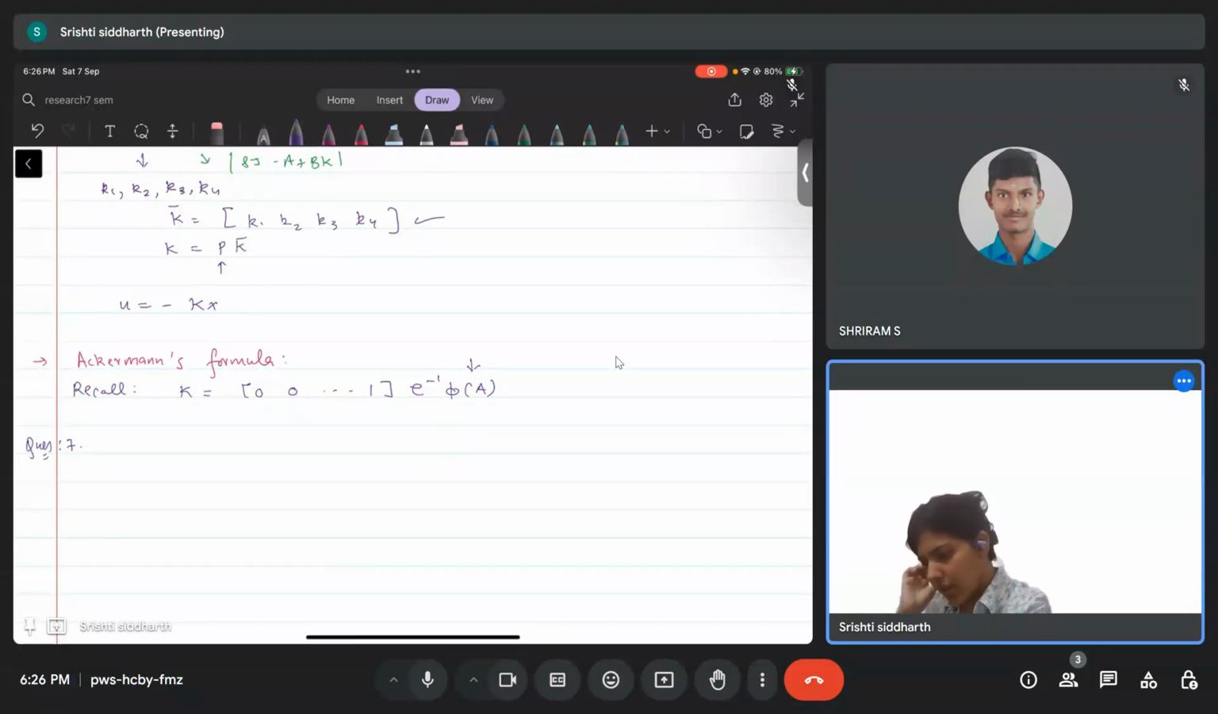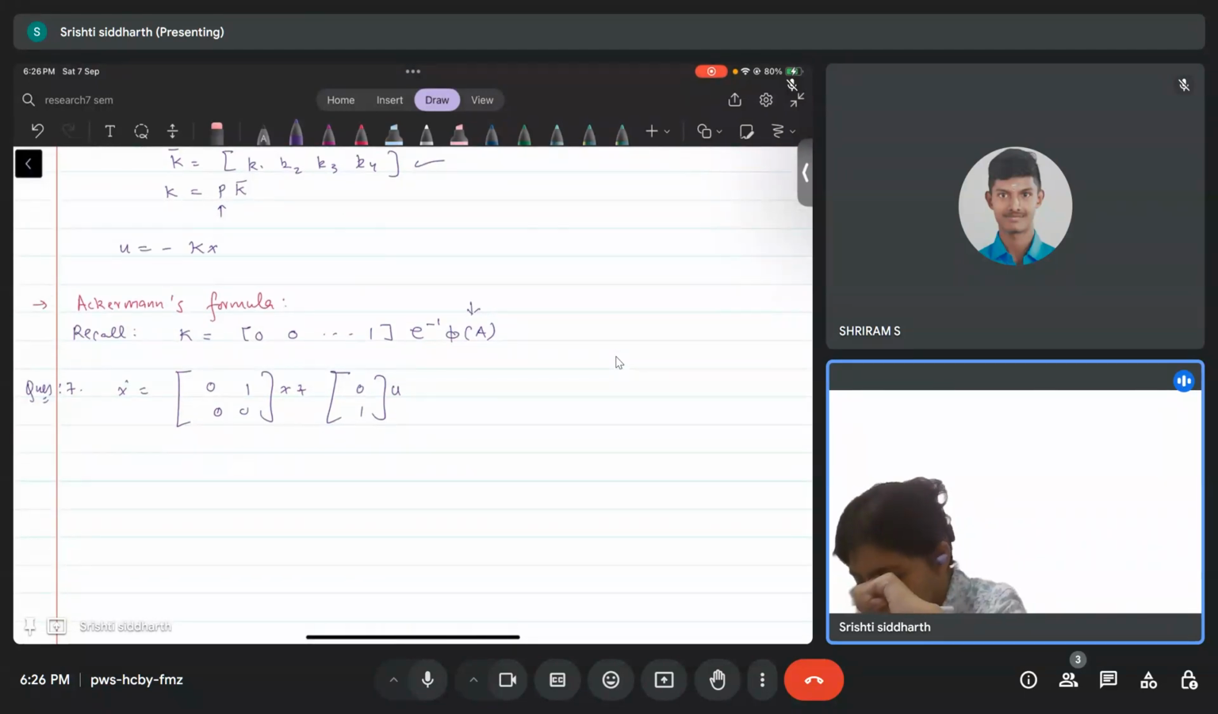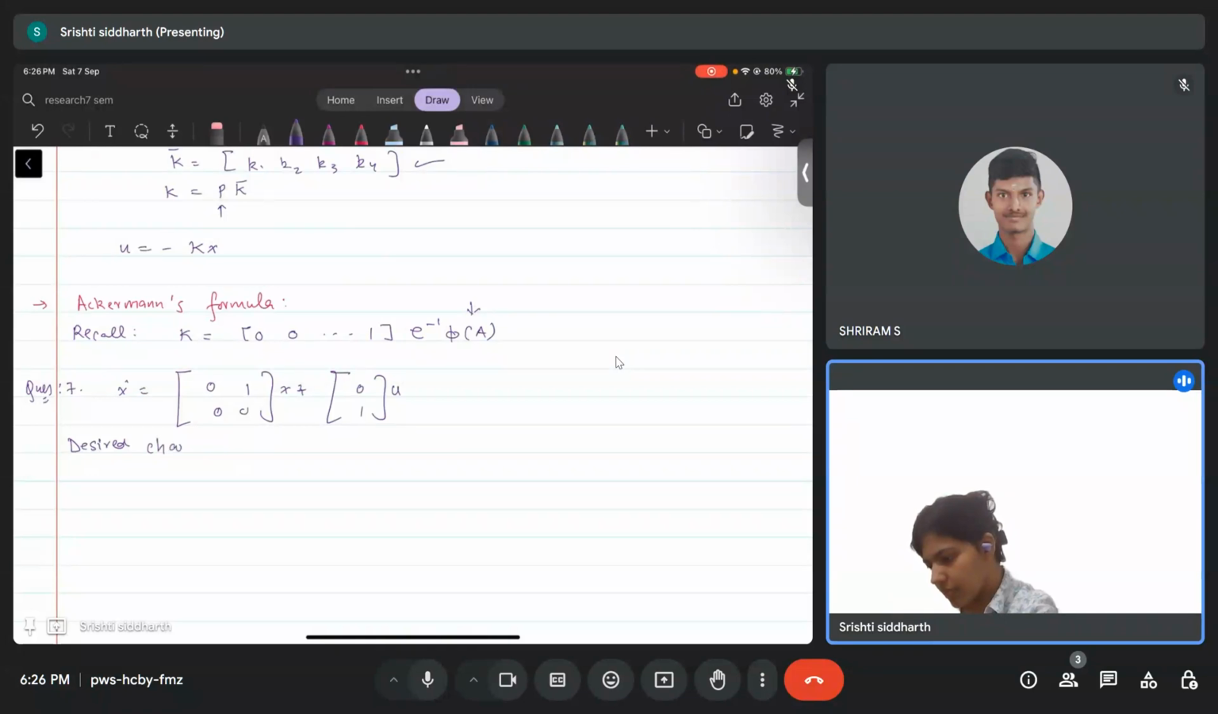Let's say that we have a simple second order system, A = [0 1; 0 0], plus B times u. Let's say that the desired characteristic equation, so we have some desired location of the poles. From there we have this equation s square plus 8s plus 32 equals 0.